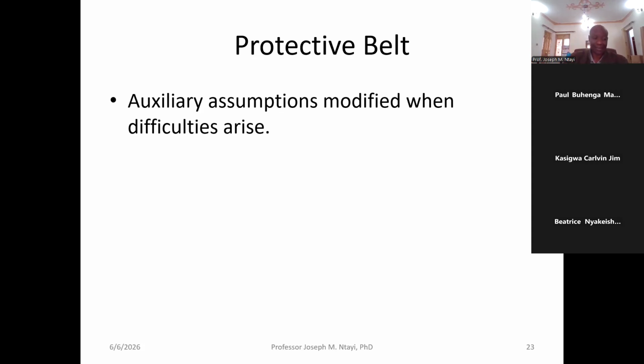So you keep on refining what we call auxiliary assumptions. When difficulties arise, you modify them. And that's what we call the protective belt. And Imre Lakatos is very good at this, ladies and gentlemen. So you must know where you are, whether you are falling in Karl Popper's conjectures and refutations, or you fall in Thomas Kuhn's structure of scientific revolution, or probably you fall within Imre Lakatos' perspective, who talks about the research program, ladies and gentlemen.